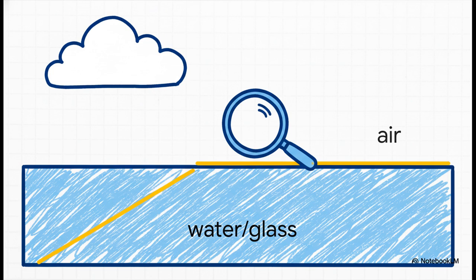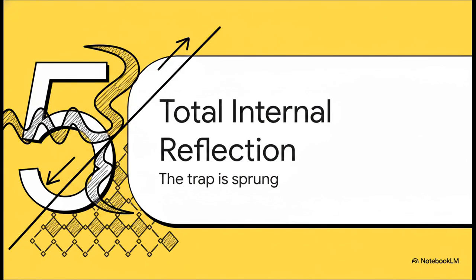You just use sin c equals n2 over n1. Oh, and if it's trying to escape into air, which has a refractive index of roughly 1, the math is super simple. Just sin c equals 1 over n. Easy. So let's dive into what happens if we push past that critical point.